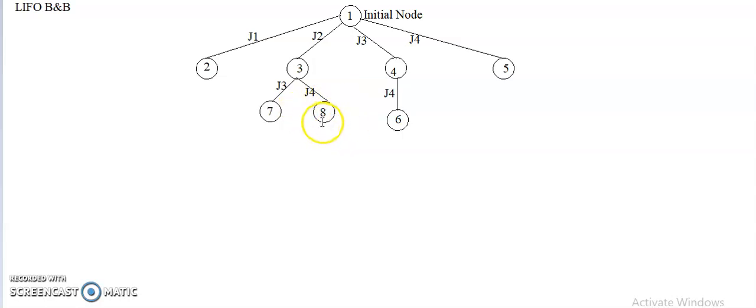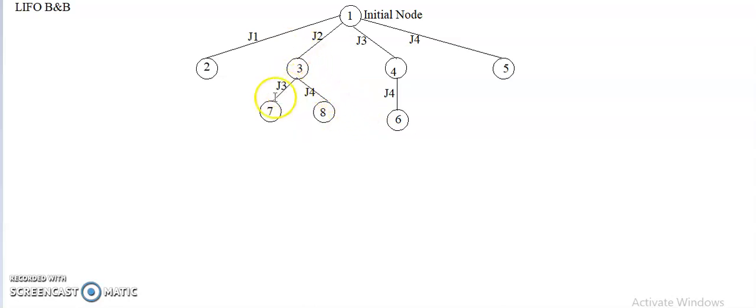I can't explore node number 8 further because job 4 is already considered by ignoring job 1, considering job 2, by ignoring job 3, considering job 4. So two jobs are selected, J2 and J4, by ignoring J1 and J3. This node I can't explore further, so I will pop out this particular node from the stack.